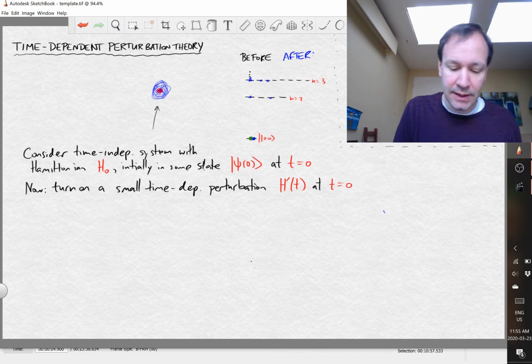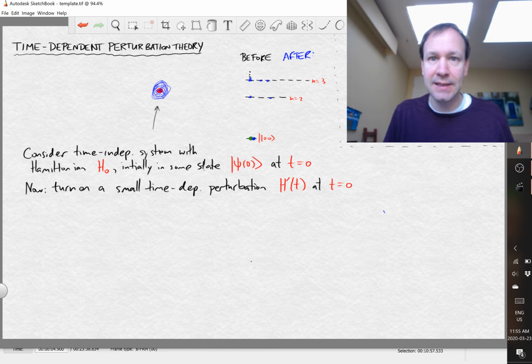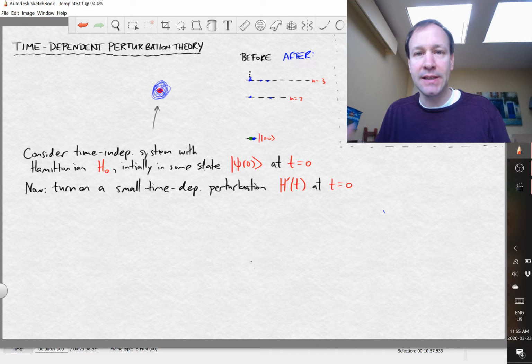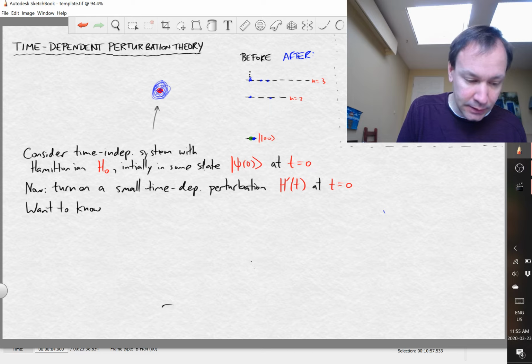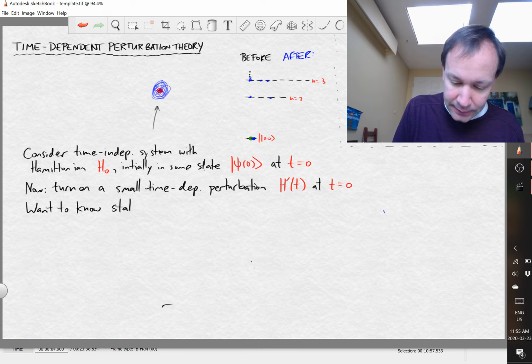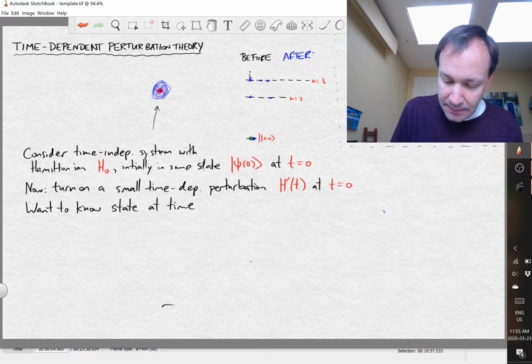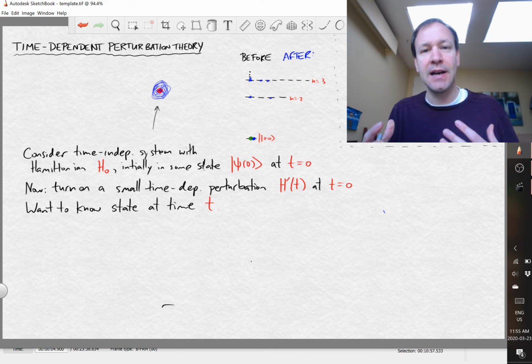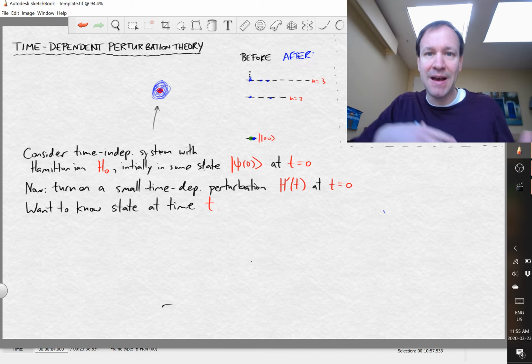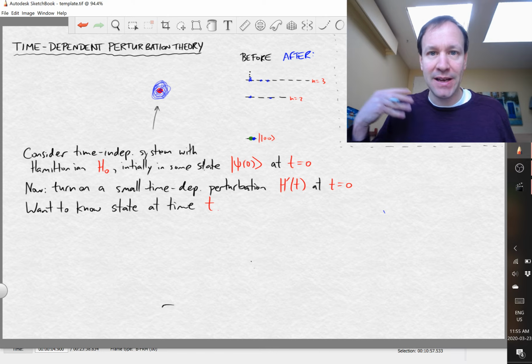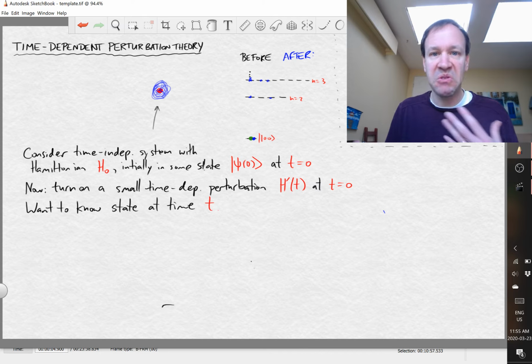But what we want to do is understand what is the state, how is the state affected by this time-dependent perturbation? So we want to know what is the state at time t. Now this could be a time while that interaction is still happening, or it could be a time after the interaction has turned off. Our method will allow us to answer both of those questions.